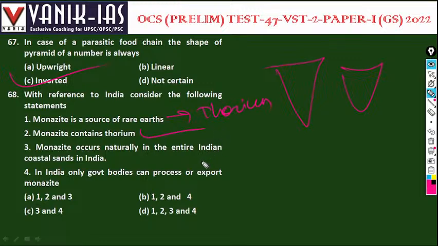Monazite occurs naturally in entire India, not entire. It is generally in Kerala, not the entire Indian coastal land. So this is wrong. Everywhere, this is wrong. Obviously, this is wrong just by the language. In India, only government bodies can process and export monazite. It's a rare earth metal, so only government bodies can do it. So 1 to 4 will be the answer.